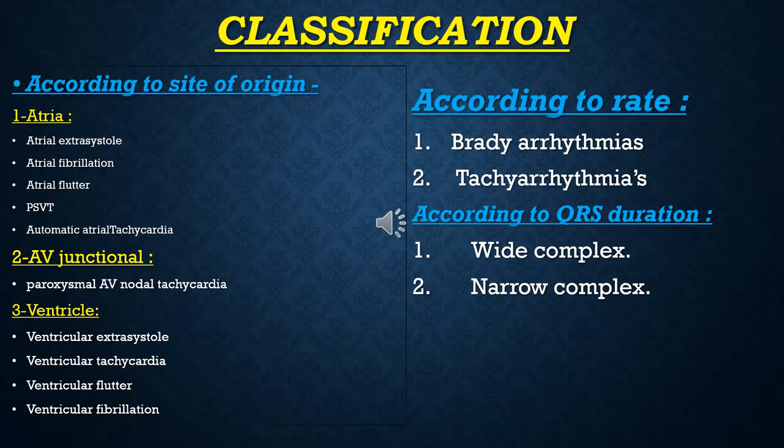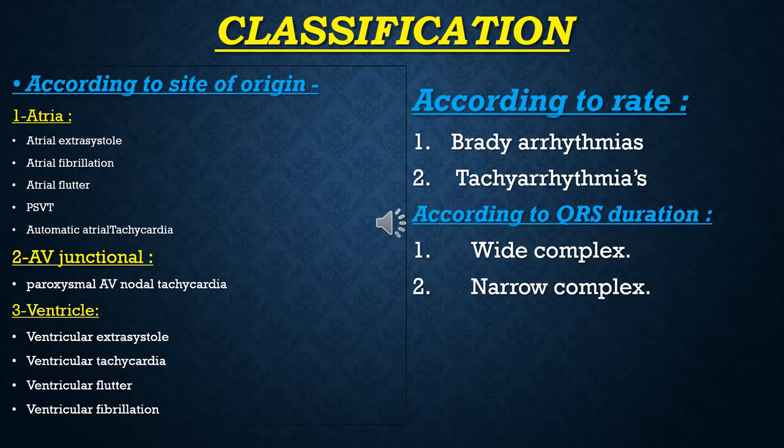which is our topic today, ventricular arrhythmia. Also, we can classify arrhythmia according to the heart rate into bradyarrhythmia, where the heart rate is less than 60 beats per minute, and tachyarrhythmia, where the heart rate is more than 100 beats per minute. According to the QRS duration, and this is a clinical classification which is very important in the diagnosis and treatment of arrhythmia, we can classify arrhythmia into wide QRS complex tachycardia or narrow QRS complex tachycardia.